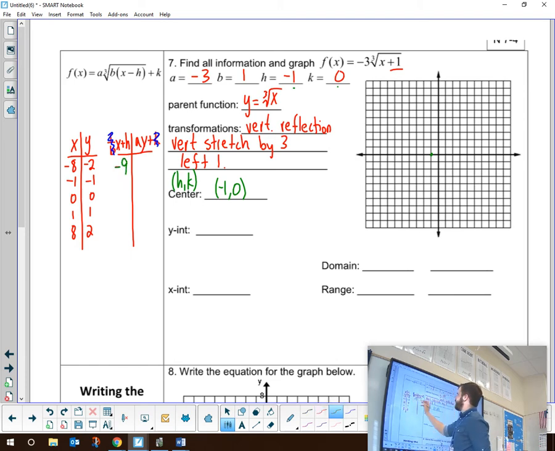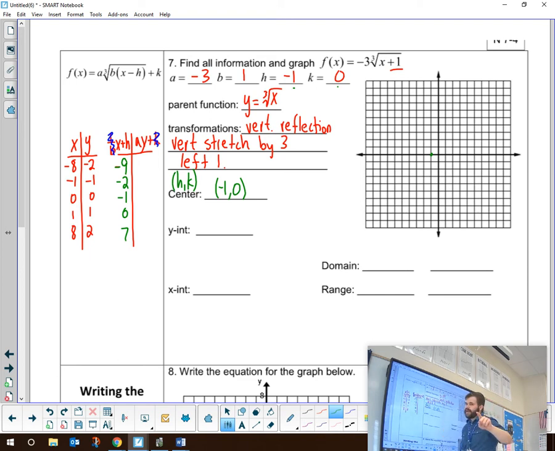Negative 1 plus my h is negative 2. 0 plus my h is negative 1. 0 and 7. So there are my x's. Now my y's. There is no k to add to it, so we're just going to go a times my y, and my a is negative 3.